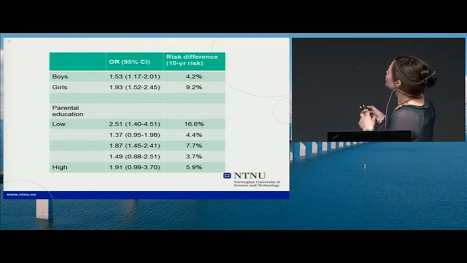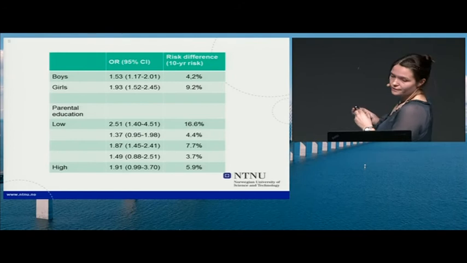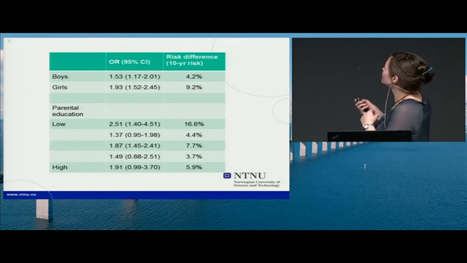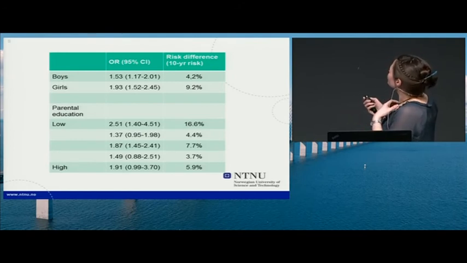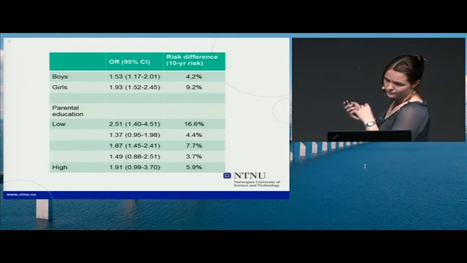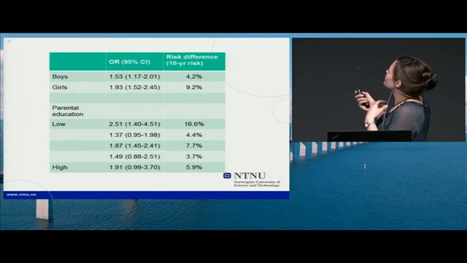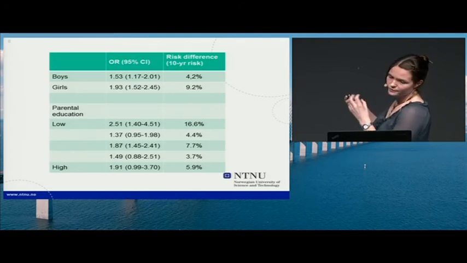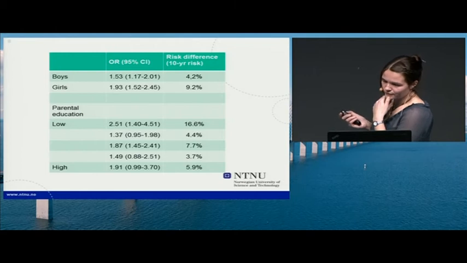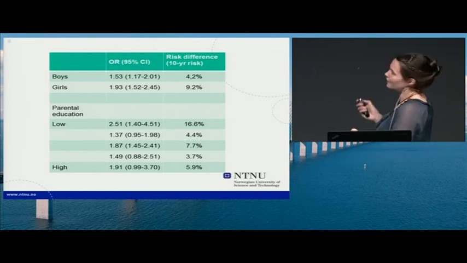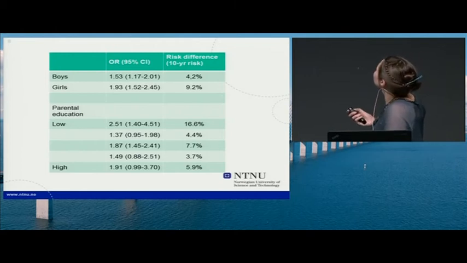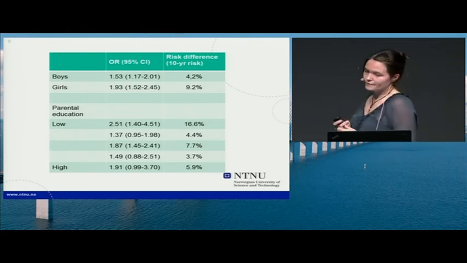And here, according to parental education, we see that the odds ratios for those having parents on benefits are almost the same in almost all groups, but there's one group that stands out, and that is the group with parents with the lowest level of education. It's only primary education. And they have a 16.6 risk increase in the 10-year risk.